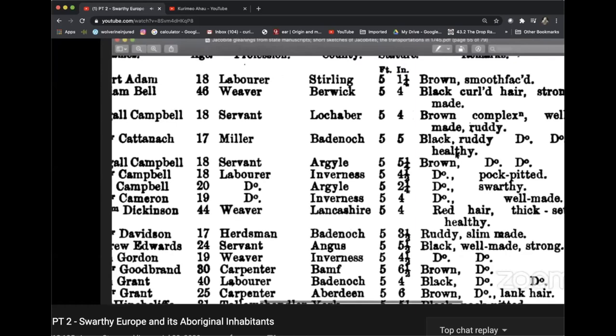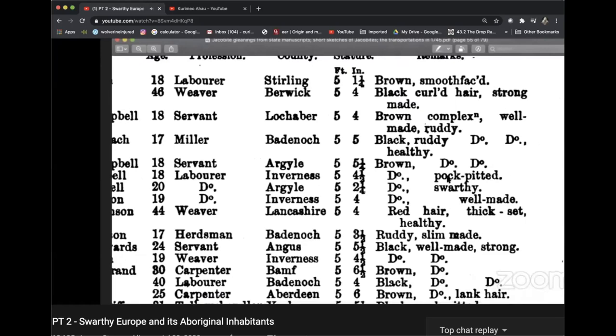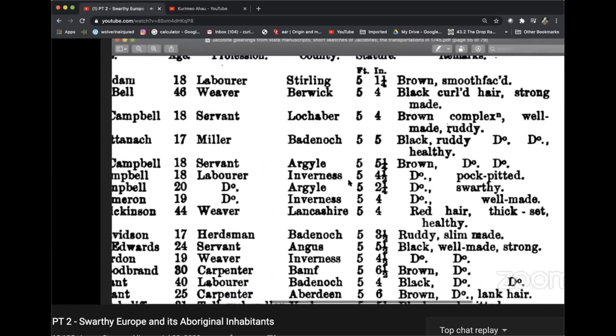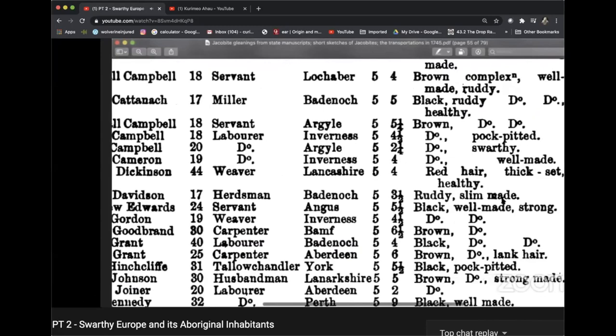Alex Campbell, we already know about the Campbells. 18, he's a laborer, Inverness, he's pockpitted, whatever that means. John Campbell, 20, he's 5'2", swarthy. So these guys are all ditto. They're all brown complexion. One's pockpitted, the other one's swarthy, he's well made. But they're all brown. And look, this guy's got red hair. Alex Davidson, he's ruddy and slim made. Andrew Edwards, he's black, well made, strong.